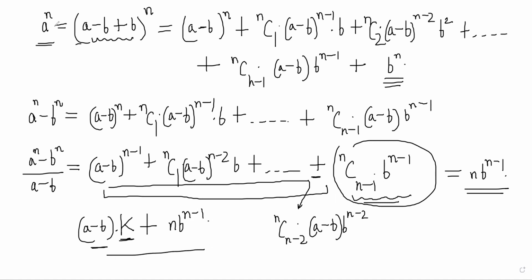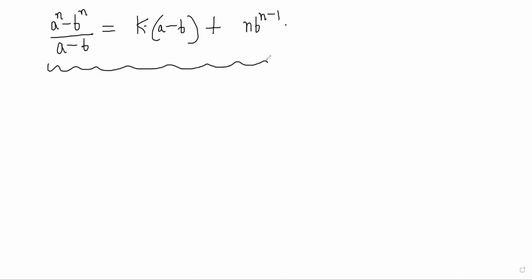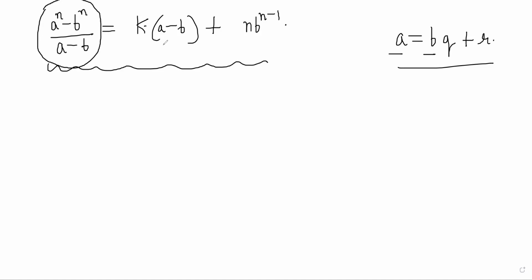So we are getting this result, right? So I will write that result here. (a^n - b^n)/(a - b) is coming out to be k times (a - b) plus n times b^(n-1), right? Correct. So this looks like A = B times q + r, right? In Euclid's division lemma, when we divide A by B, consider this as your capital A, consider this as your B, then this is the quotient and this is the remainder, right?